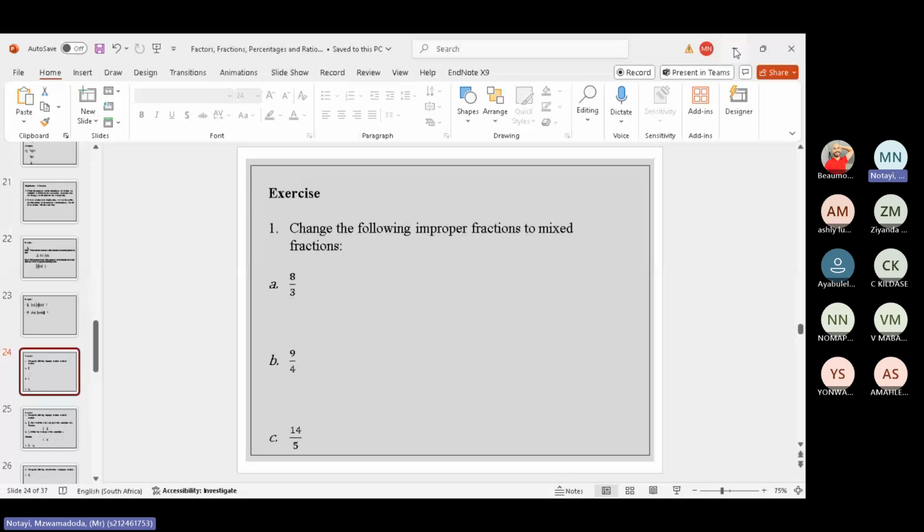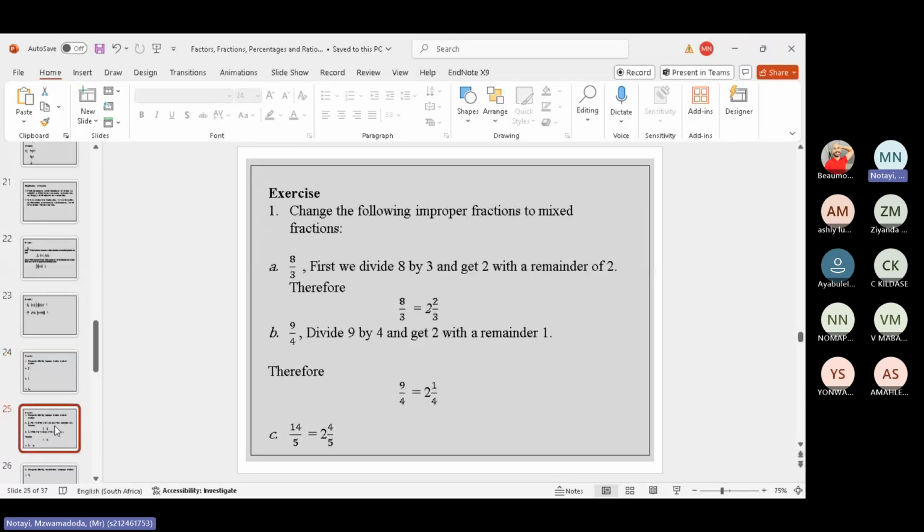Let's look at the answers. Change the following improper fractions into mixed fractions. So 8 divided by 3. First, we divide 8 by 3 and get 2. 3 is in 8 two times, which remains our whole number, with a remainder of 2, which becomes the numerator, and then we don't change the existing denominator, which is 3. So we have 2 and 2 over 3.